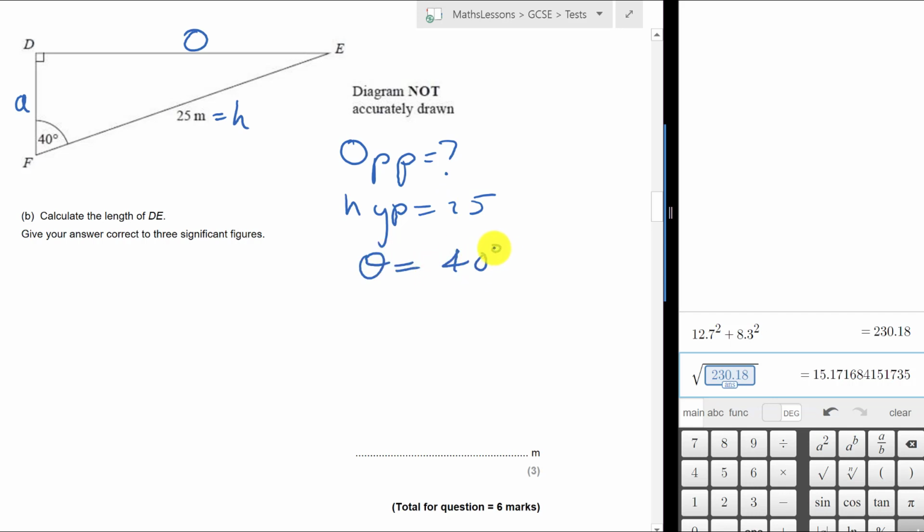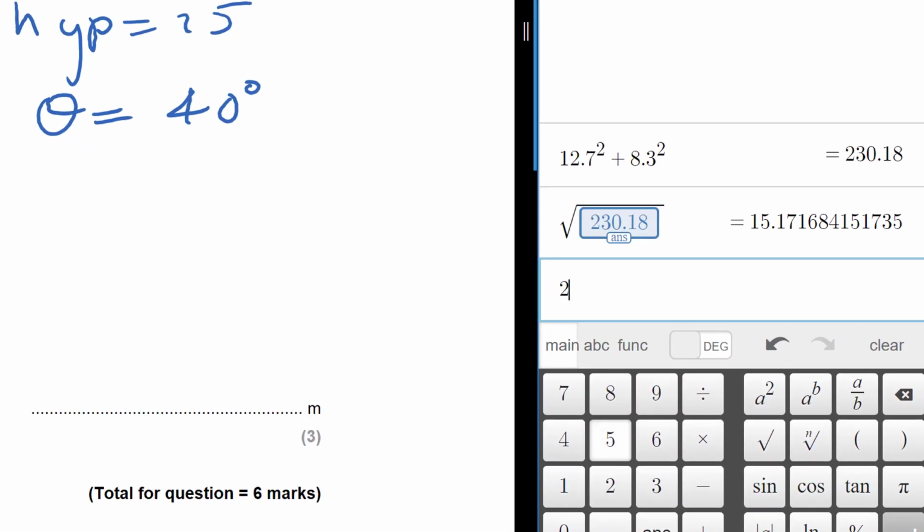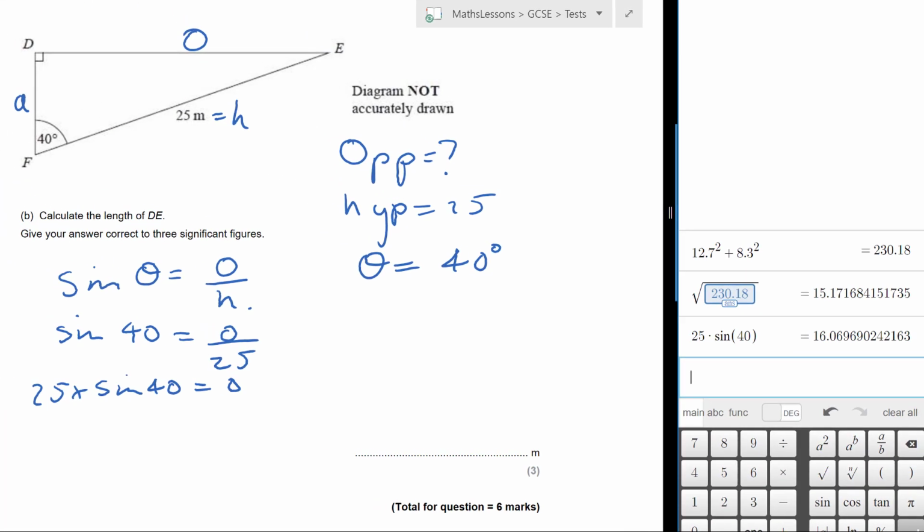So the formula that connects the opposite and the hypotenuse is sine theta equals O over H. So we do sine of 40 equals O over 25. Using our algebra, we times by 25 to get the O on its own. And then we can just put that into our calculator. So we do 25 times sine of 40, enter, and we get 16.